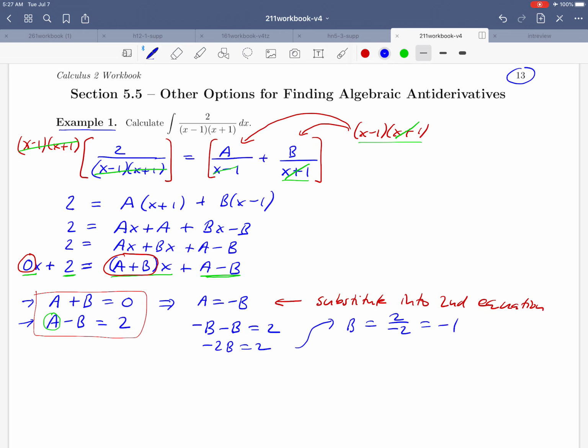So we know what b is. We've got one of our two variables nailed down. How do we figure out what a is then?